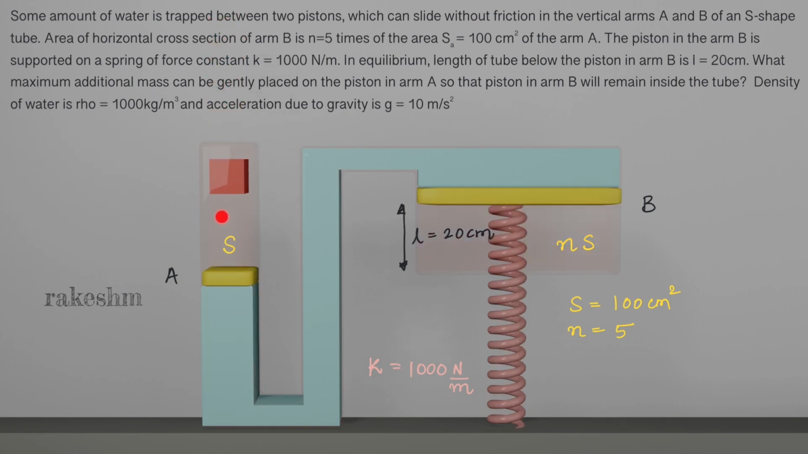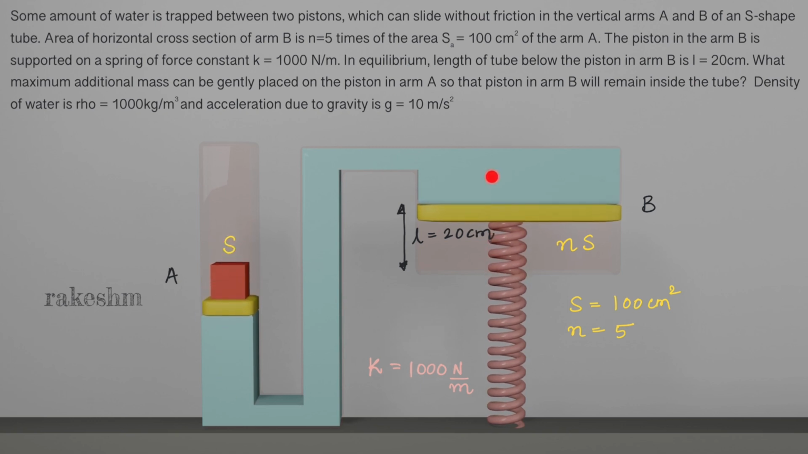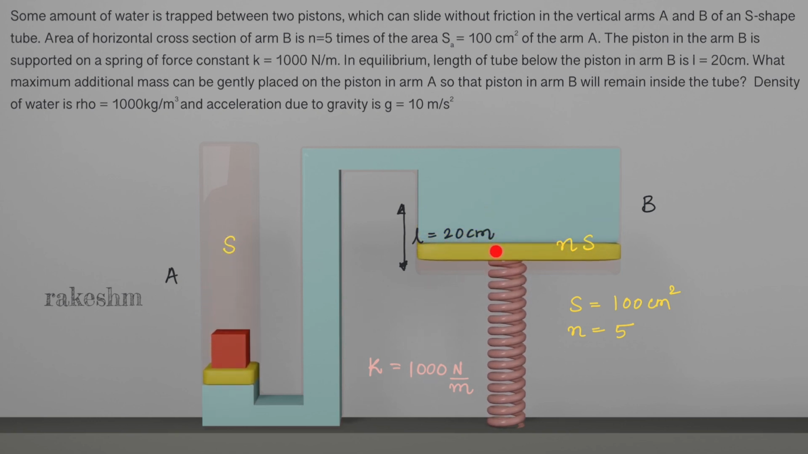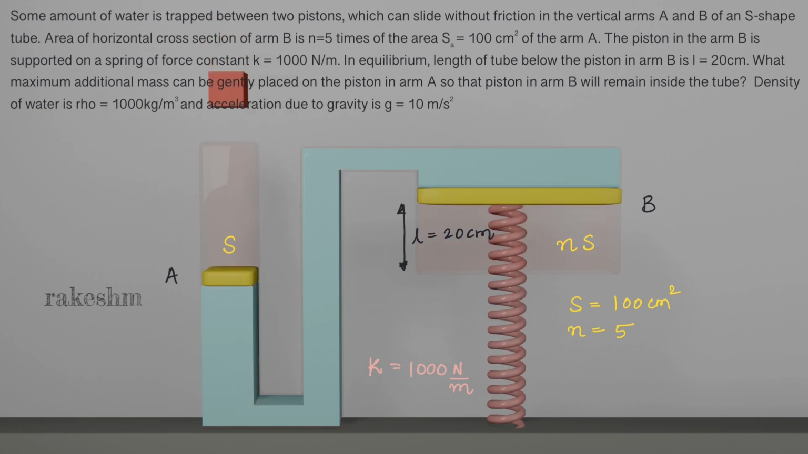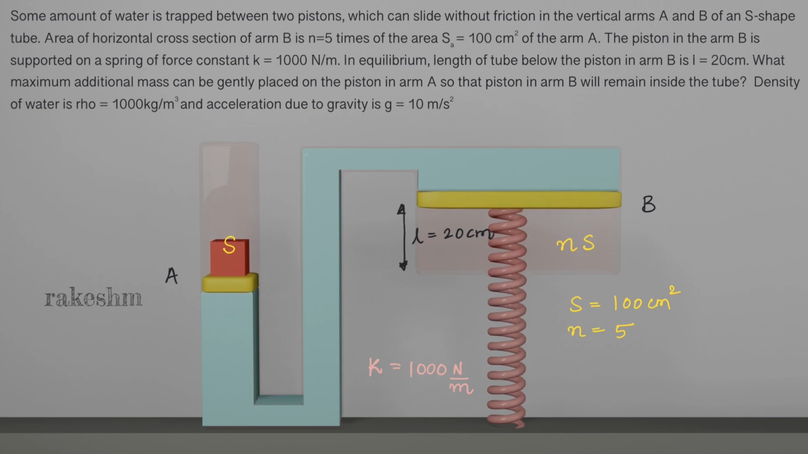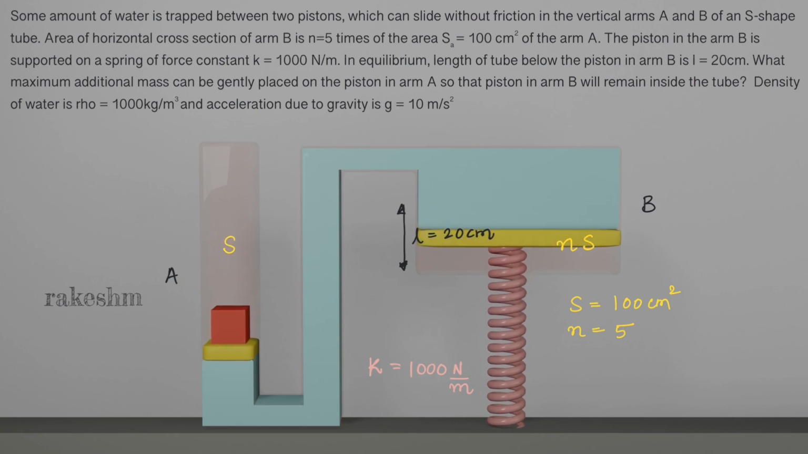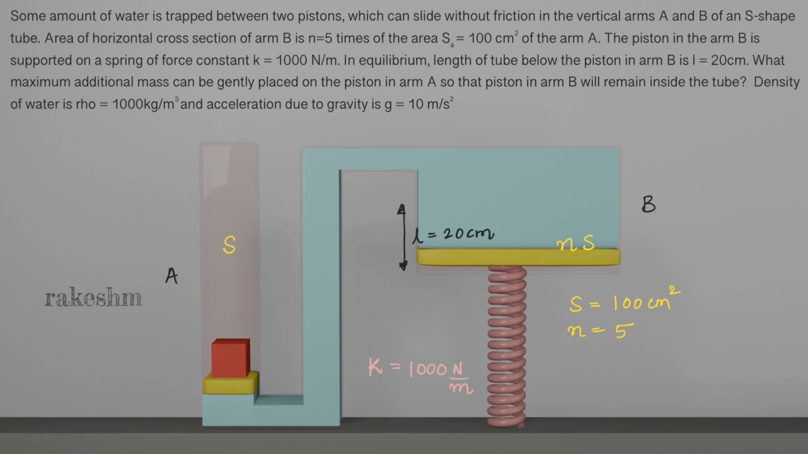So we are gently placing a mass here. So here water is going down and that water flows here, and this piston goes down here. So the question he's asking is, what is the maximum mass? What can be the maximum value so that this piston does not come outside the tube? It should just remain within the tube B.